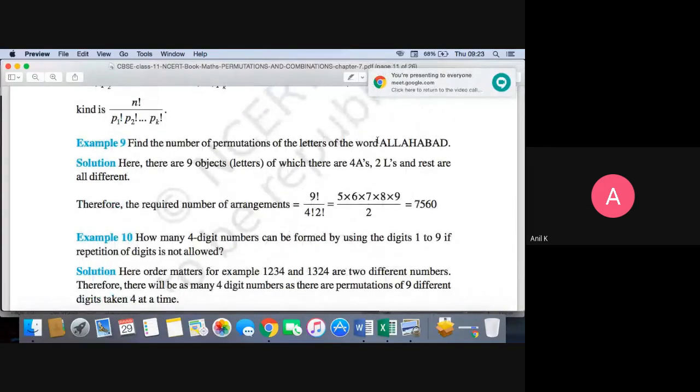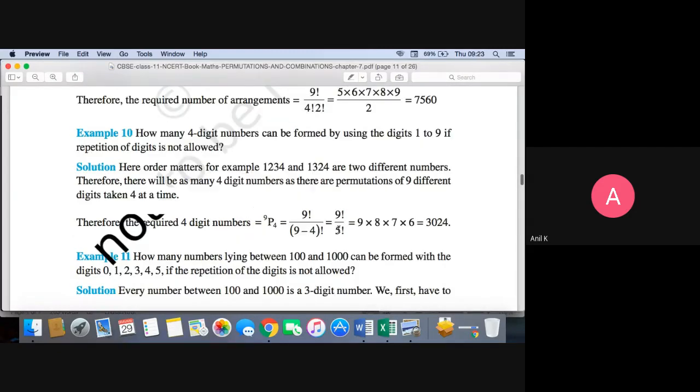So here they are given the word Allahabad. Find the number of permutations of the letters of the word Allahabad. So in Allahabad, there are a total of 9 letters. 9 factorial upon A is repeating, I think, 4 times, so 4 factorial. L is repeating twice, 2 factorial. I think after that, none of the letters are repeating. So let's stop here. Next one.